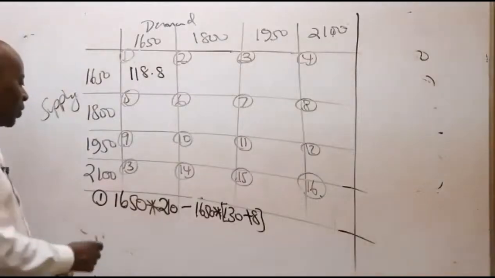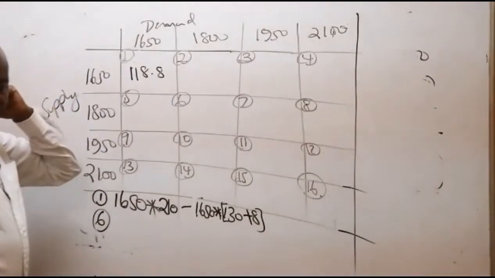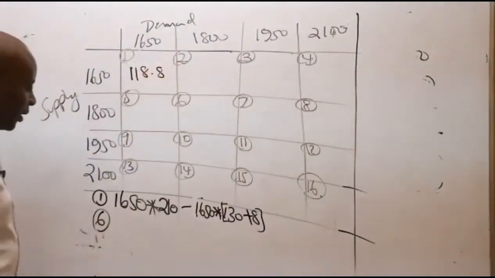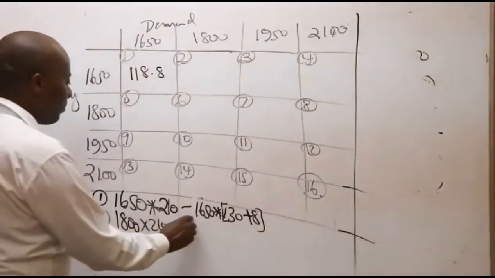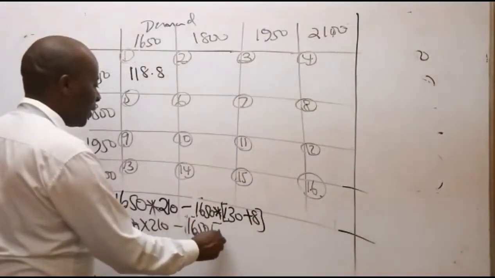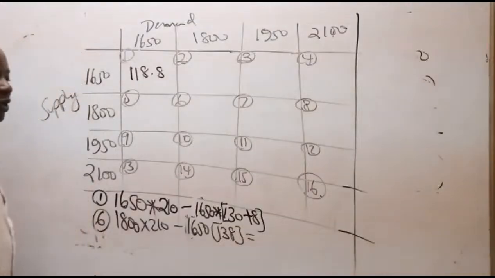So perfect matches, let's go to number 6. I can see it's 1800 vis-a-vis 1800. So here I'll have 1800 times 210 minus 1650 into 138. Can somebody give me these perfect matches? Number 6, what do we have there, somebody? Number 6, perfect matches, so that I can get them out of my way. I would want to keep them out of my way.